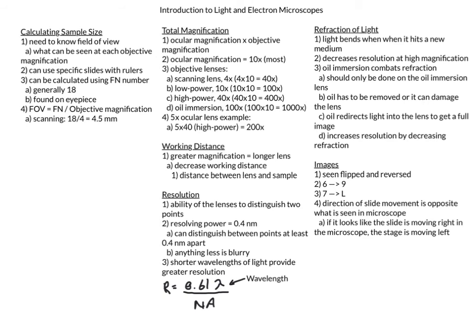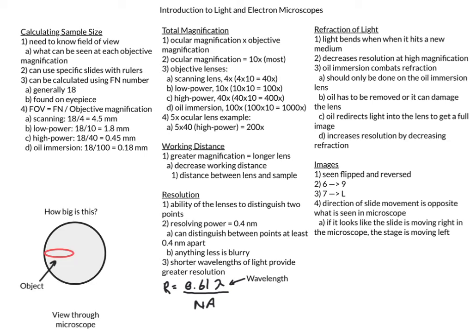So our scanning lens would be 18 divided by 4, giving us 4.5 millimeters as a field of view. Low power is 18 divided by 10 for 1.8 millimeters. High power is 18 divided by 40 for 0.45 millimeters. And oil immersion is 18 divided by 100 for 0.18 millimeters. So if a question asks you how big an object is, let's say it takes up half the field of view and you're on the low power lens, you would say 1.8 millimeters divided by 2 means the sample is 0.9 millimeters long.